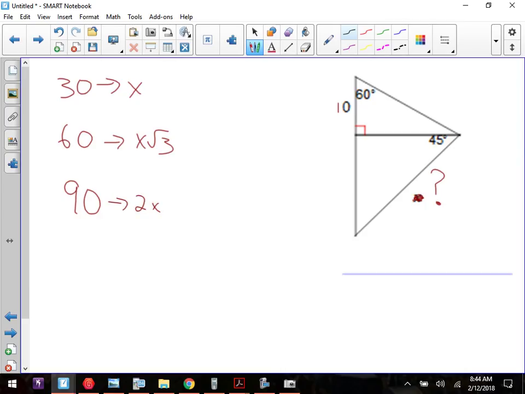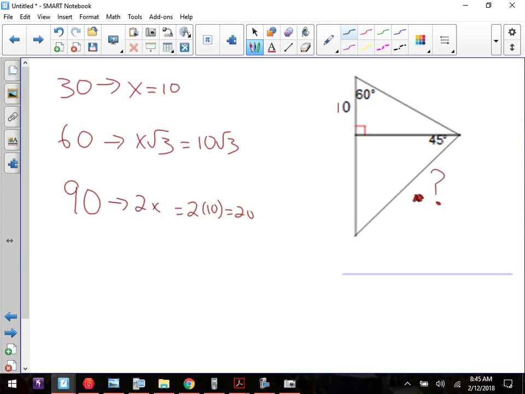I know across from my 30 is some value of x, and in this problem, that value of x is going to be equal to 10. Which means, everywhere else I see an x, what am I going to put? 10. In this case, I just filled them all in just so you guys see where we're going with it.